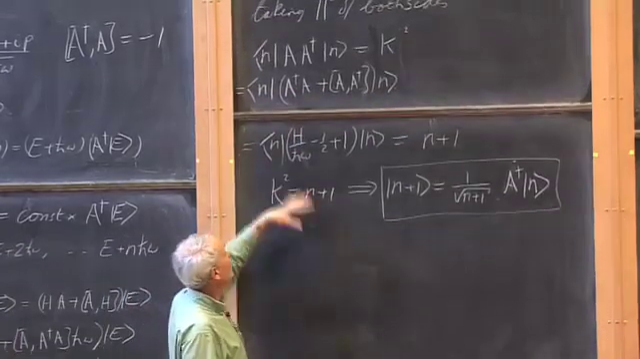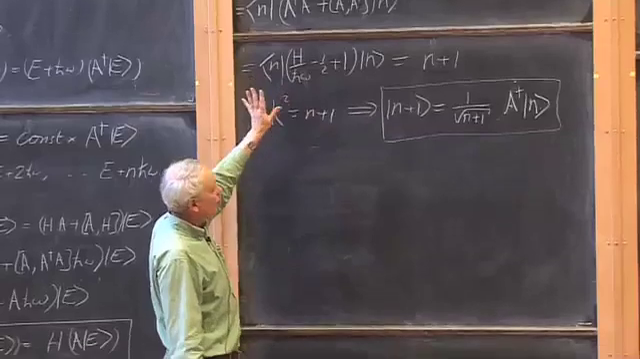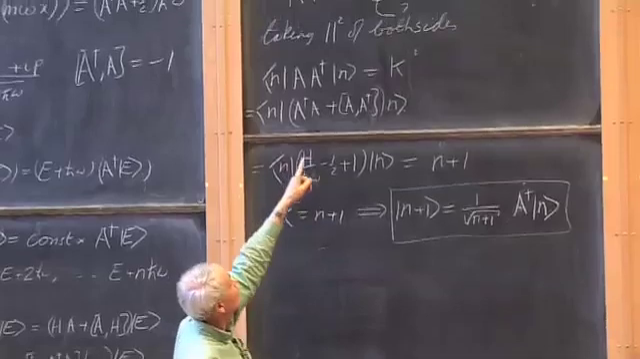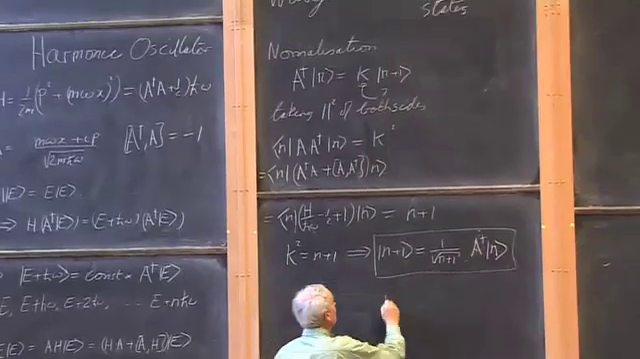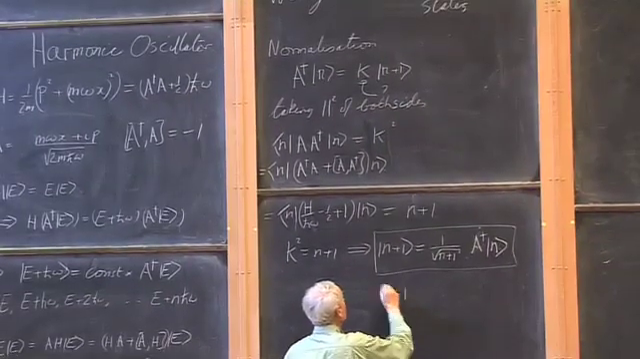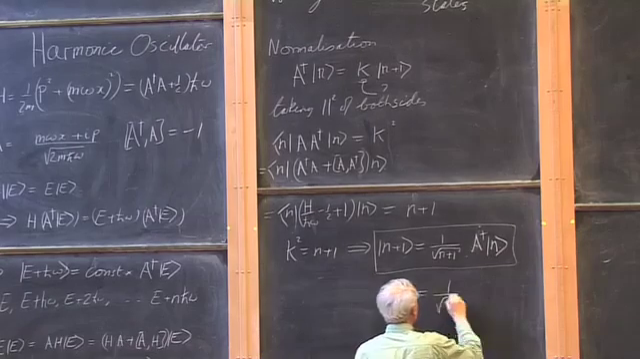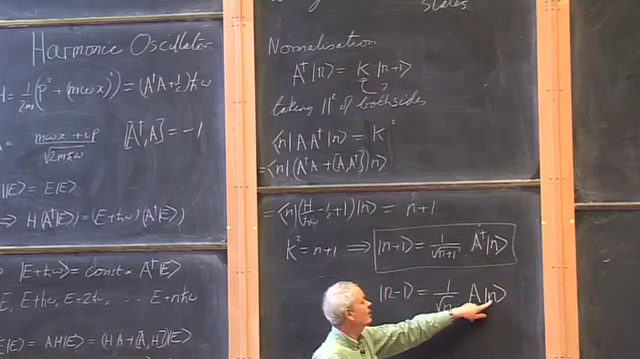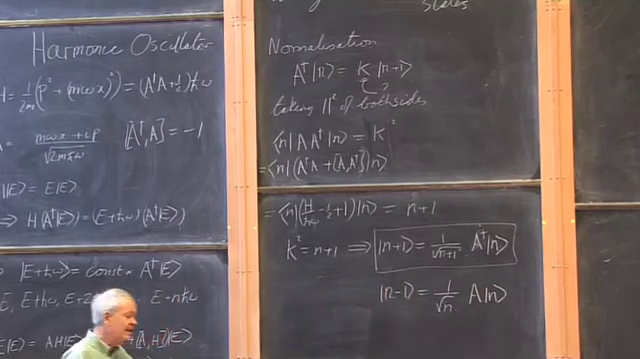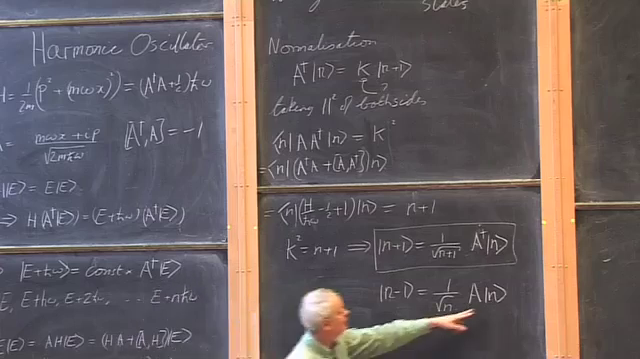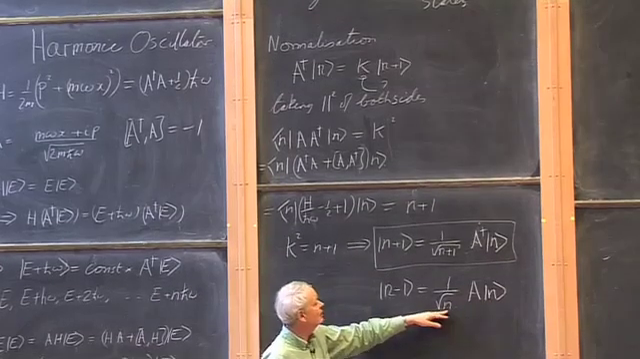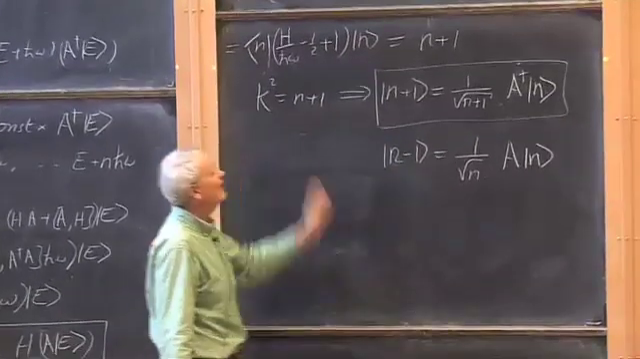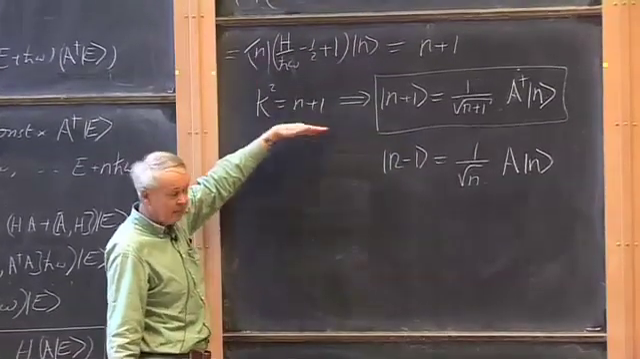If we would go through this rigmarole, the same logic, using a operating on n being some other constant times n minus 1, we would find that n minus 1 is equal to 1 over the square root of n of a operating on n. We know that a operating on n is going to produce n minus 1. It depletes the energy by h bar omega and therefore reduces n by 1. The normalization constant turns out to be 1 over the square root of n. I would recommend you check that after the lecture. It's a precise repeat of this logic here.